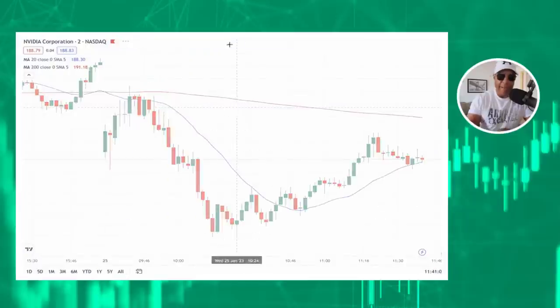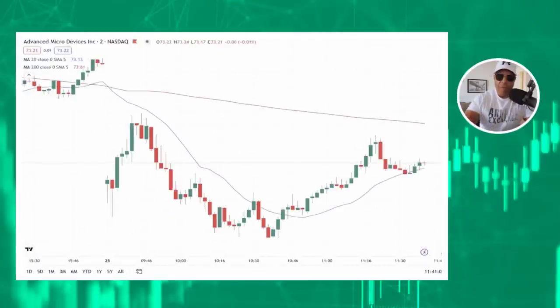Some of you mentioned AMD. Oh, beautiful AMD. Here's your move up into that declining 20 period moving average. Guys, remember that 20 period moving averages are zones. Moving averages are zones, areas. Don't look at that like a skinny line. That's a zone. So you're coming right into the declining 20 period moving average zone.